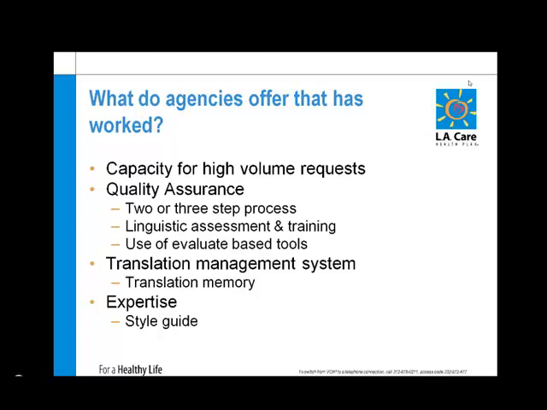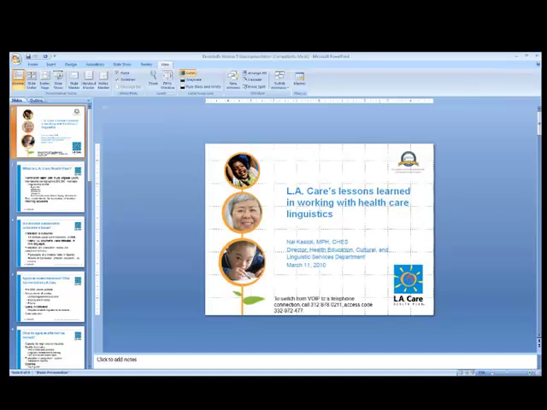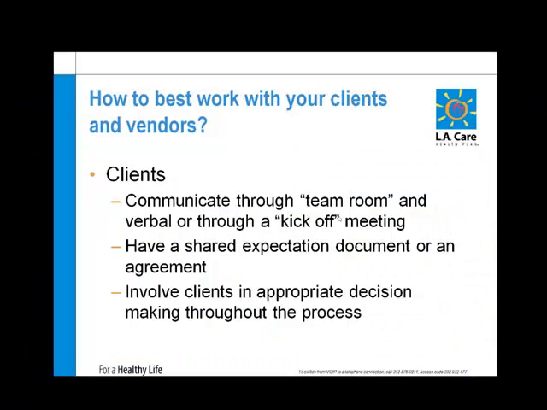Next slide. How to work best with your clients and vendors. We view our internal departments as our clients. And so the most important thing with working with our departments is to communicate. We actually use what are called team rooms to communicate back and forth in terms of expectations. What we try to do is involve our departments as much as possible in decision making, because I think when they're vested, they're a little more open-minded or a little more tolerant when there are mishaps that come up with a project.